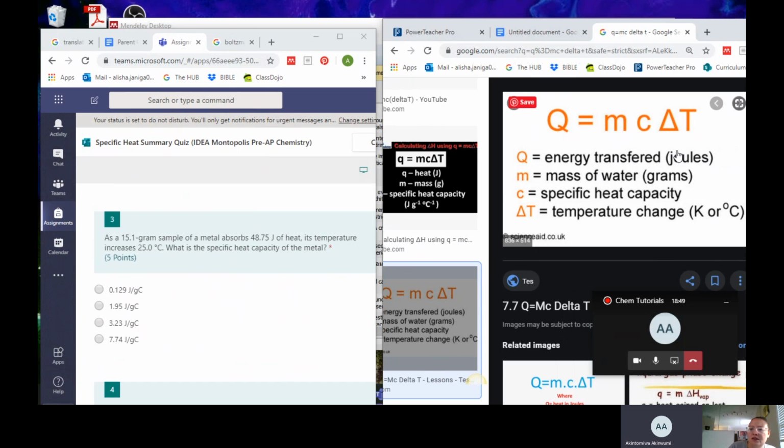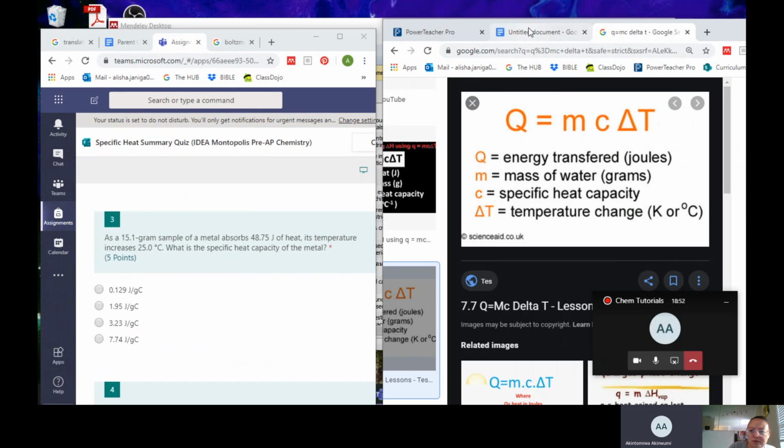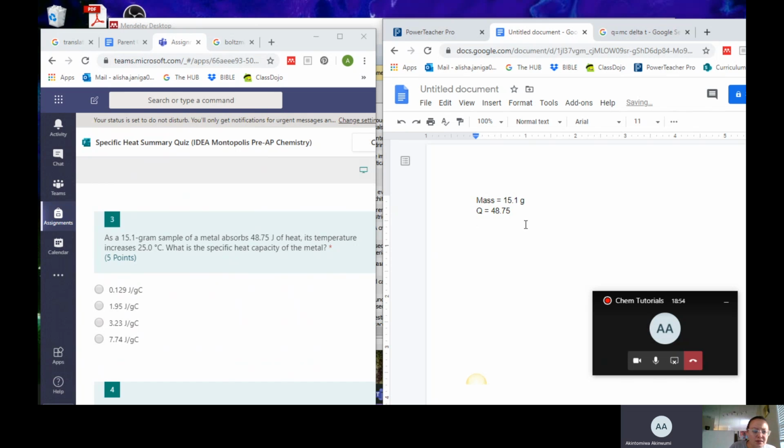But yeah, so Q is our energy transferred, our energy absorbed. Then we get to temperature, so our delta T is 25, and C we don't know. Q equals MC delta T. We plug all the numbers in, and then solve for C.